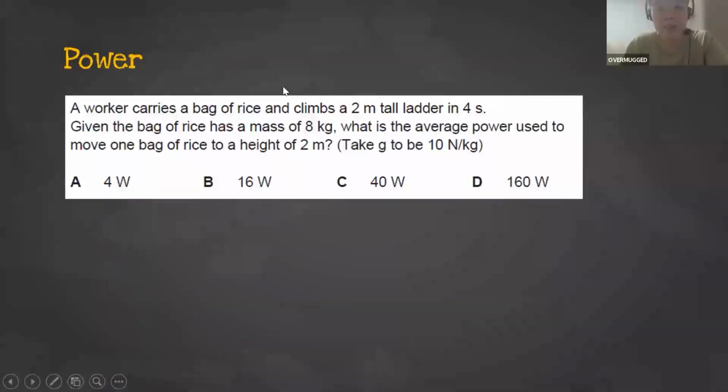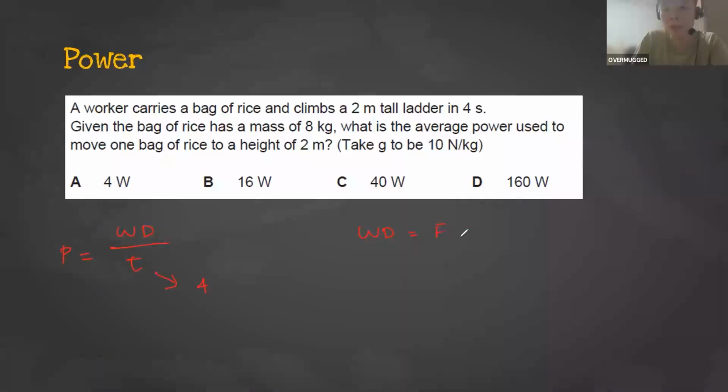A worker carries a bag of rice and climbs a 2-meter tall ladder in 4 seconds. Given the bag of rice has a mass of 8 kg, what is the average power used to move one bag of rice to a height of 2 meter? Okay, a lot of information over here, but you can write the formula first. That will help you. Power equals work done over time. I have my time, 4 seconds. But the problem is I don't have the work done, so I need to calculate the work done first.